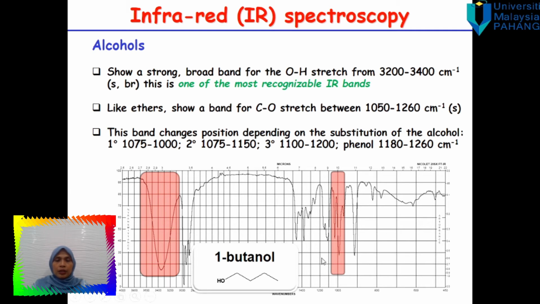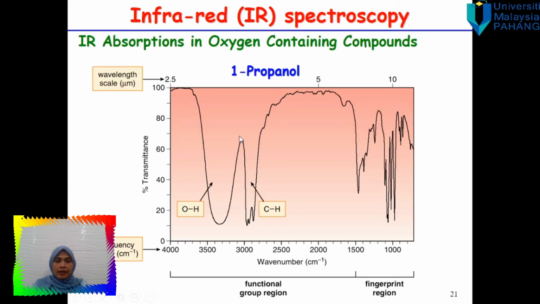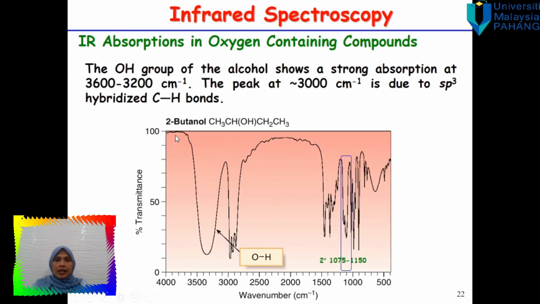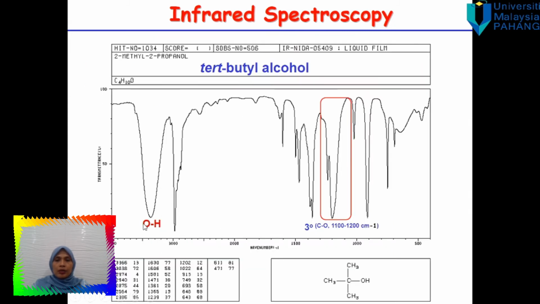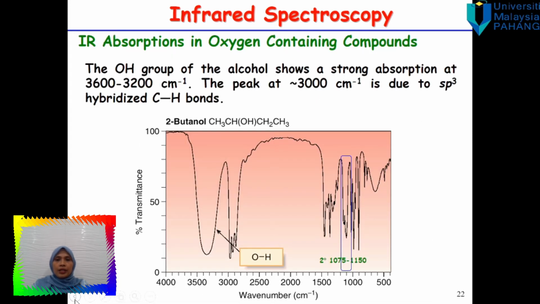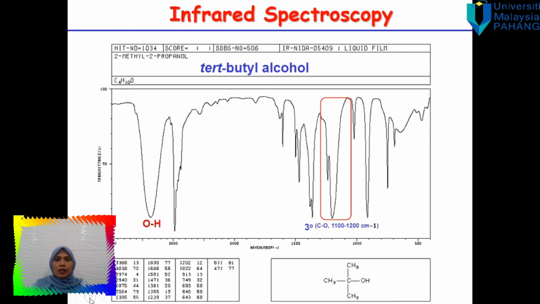This is an example for butanol, and it is easily recognized as I mentioned just now. This is also easily recognized, 3200 to 3600, a broad band, and this one is for the C-O. There are two typical signals, C-O and O-H, and the same goes to this one, O-H and C-O. Tertiary compared to secondary, 1075, tertiary 1100, 1200. You see the frequency keeps on increasing. Why?